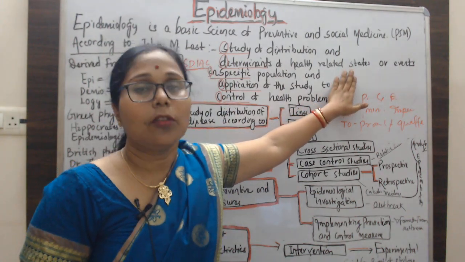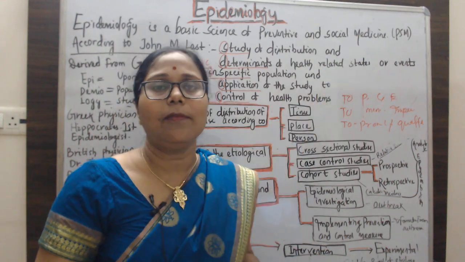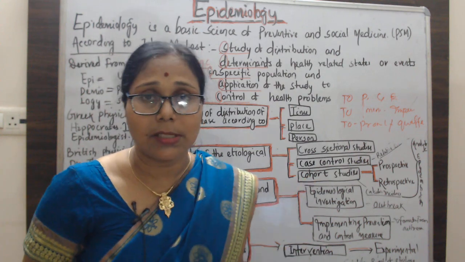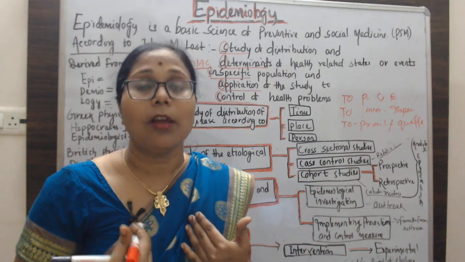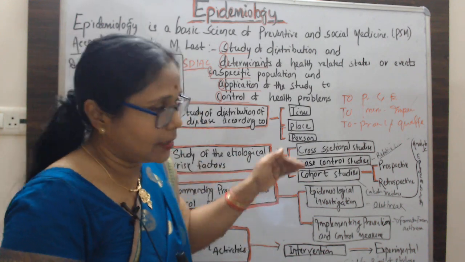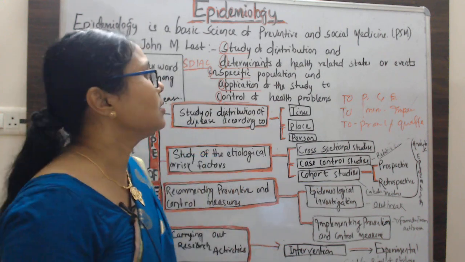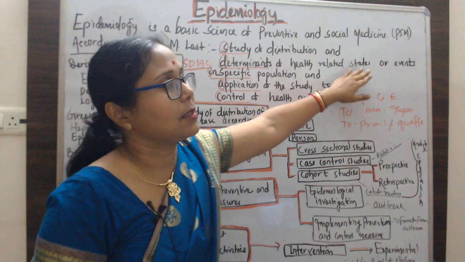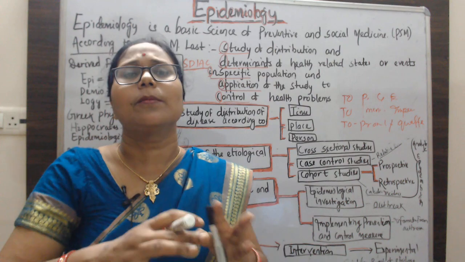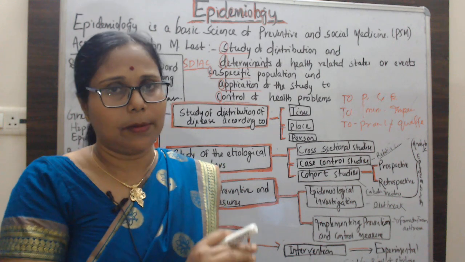Determinant means a factor. All human beings live in an environment, so environmental factors, social environment, physical environment, and other circumstances also affect our health. The circumstances or factors that put a person into ill health are called determinants. Determinants of health related states and events in a specific population means we are studying a particular segment of the population, a particular group of people.